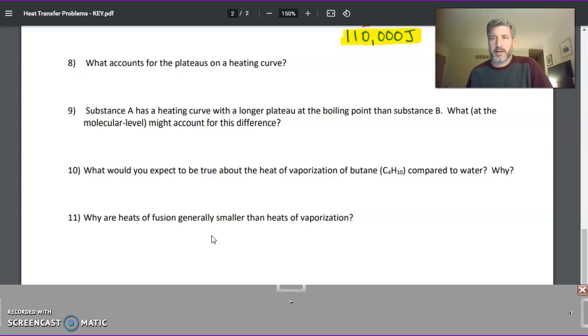So rewatch whatever parts of this that you need to, because you will have another assignment where you're doing some of these heat transfer calculations.